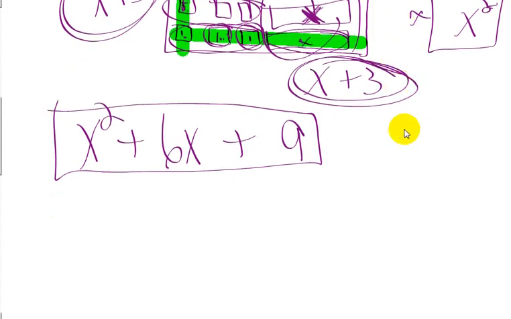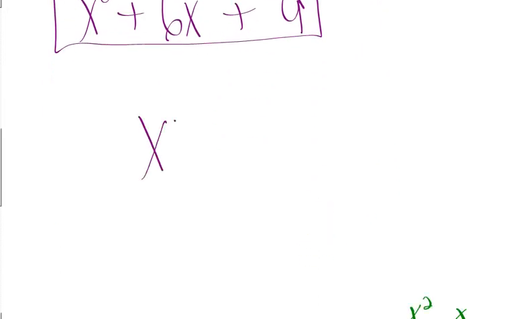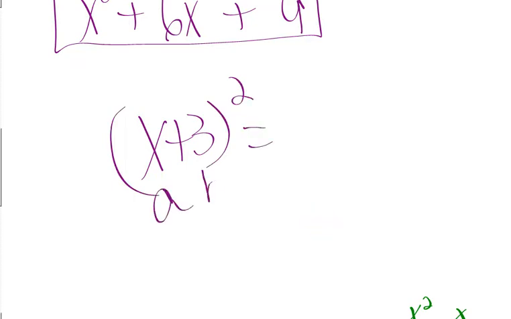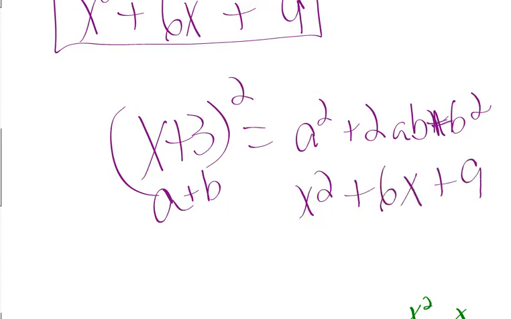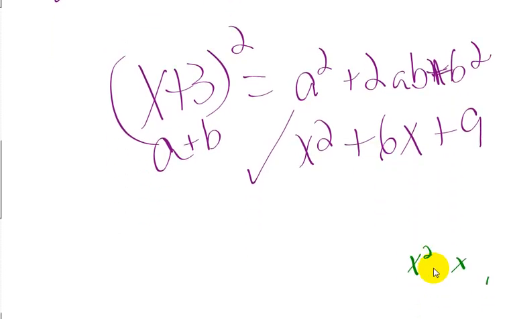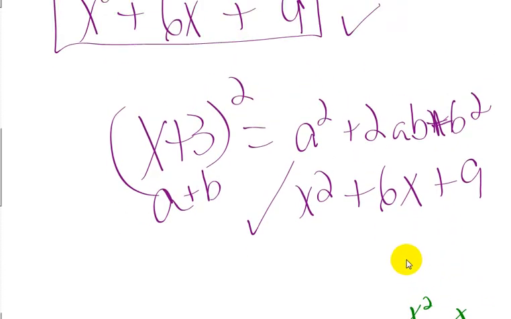Now, if you want to prove that, then work it out like we've been doing. x plus 3 squared is equal to, if that's an a and that's my b, it's equal to a squared plus 2ab plus b squared by our rule. And that's a plus b squared. So it's going to be x squared plus 6x plus 9. So this was the pictorial representation, and this proves that we did it right. Are there any questions? Okay.